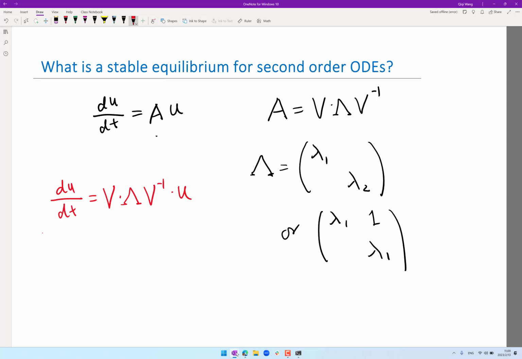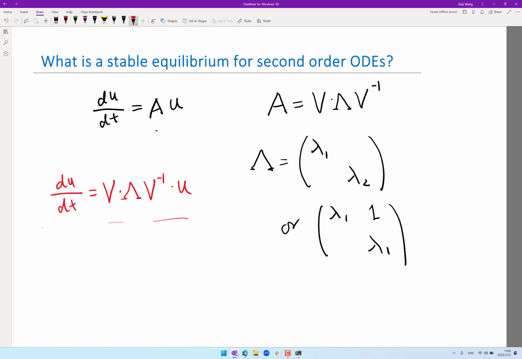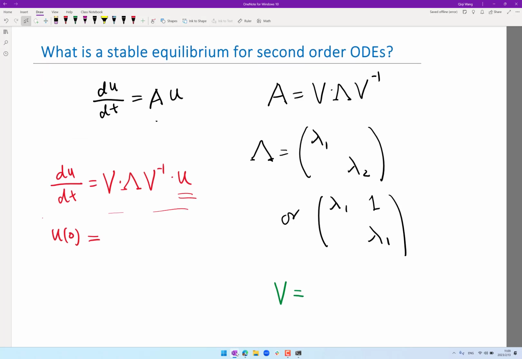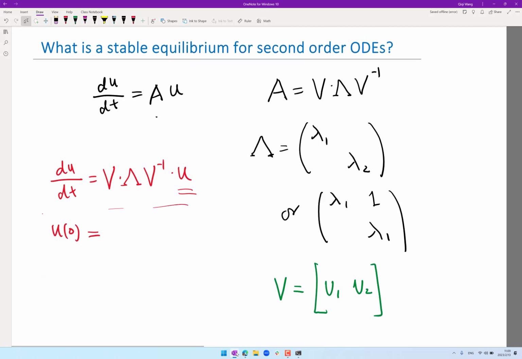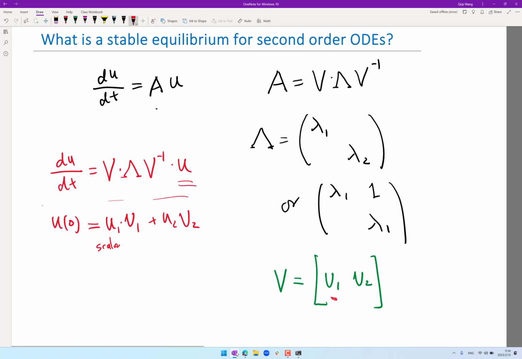All right, now if you look at the matrix that way, we can always decompose not just the matrix, but also the initial condition u at time 0 as a linear combination of the two eigenvectors. That is assuming that V, again, is a matrix, and we can write V as two components, V1 and V2. Each of these is a column vector. Then you can represent the initial condition u0 with u1 times V1, where u1 is a scalar and V1 is this column vector, plus u2 times V2.